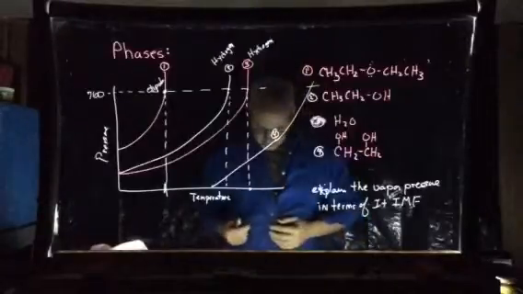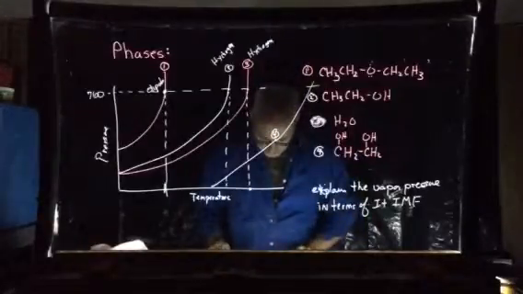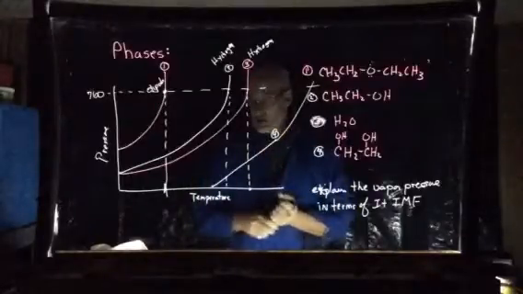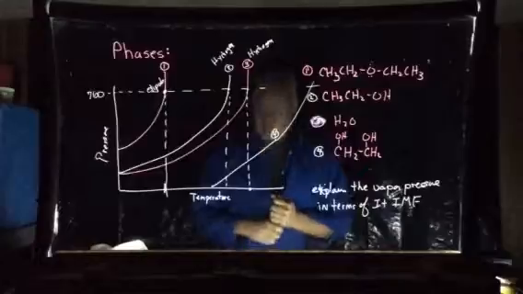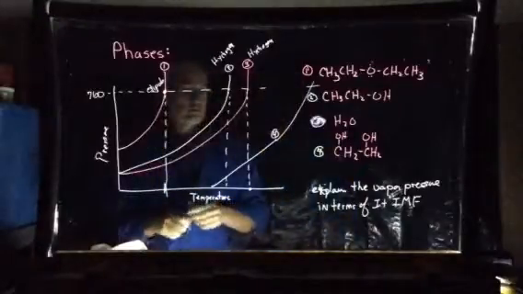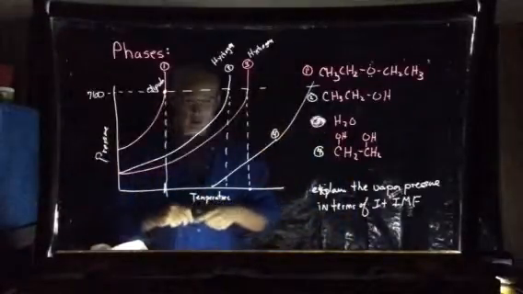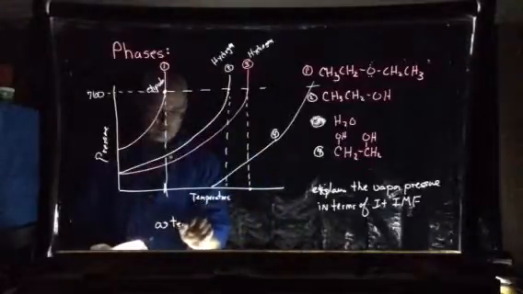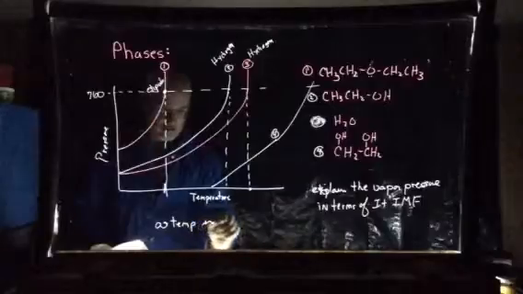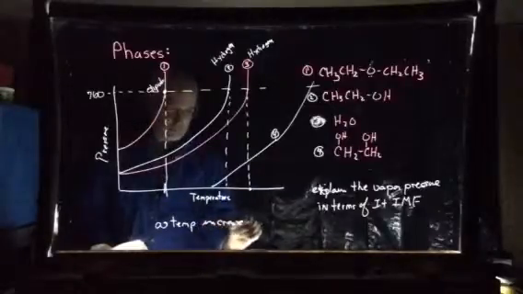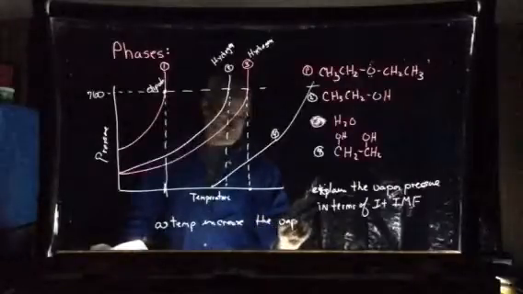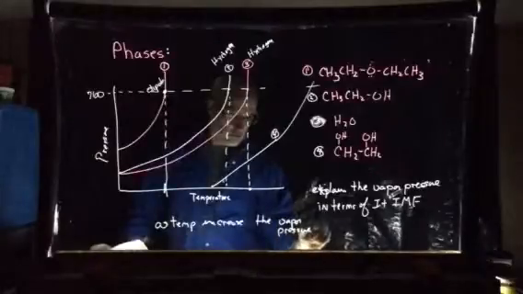So what I'm trying to show is that vapor pressure changes as the temperature changes. As temperature goes up, it's not a linear model. As temperature increases, the vapor pressure increases.